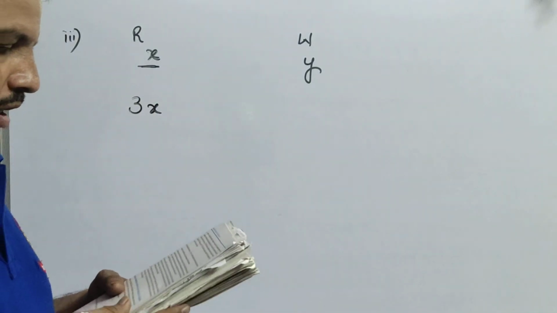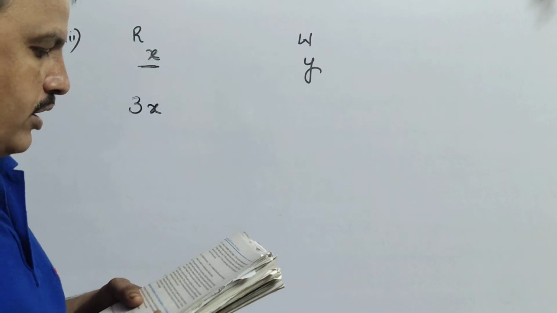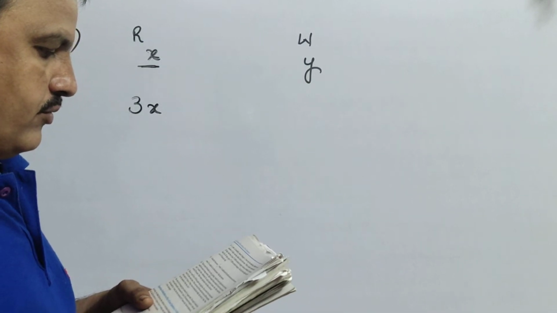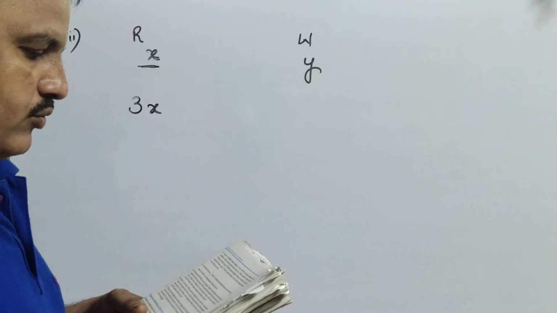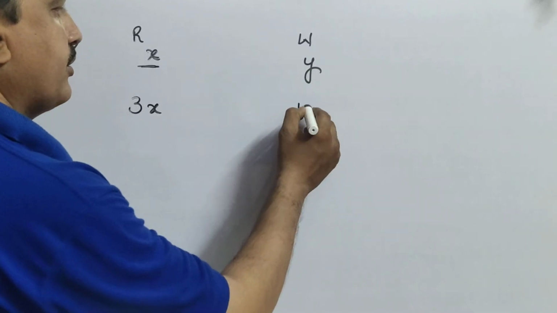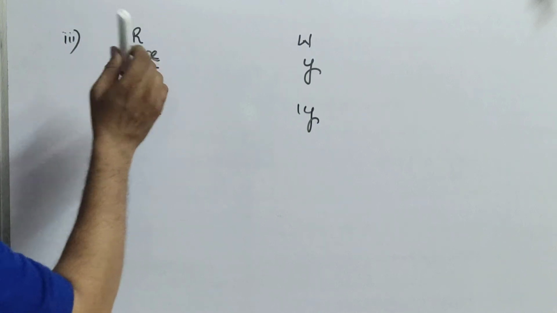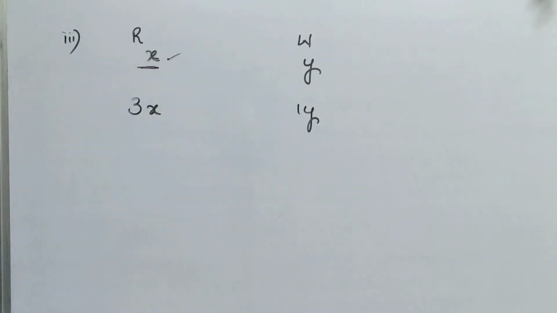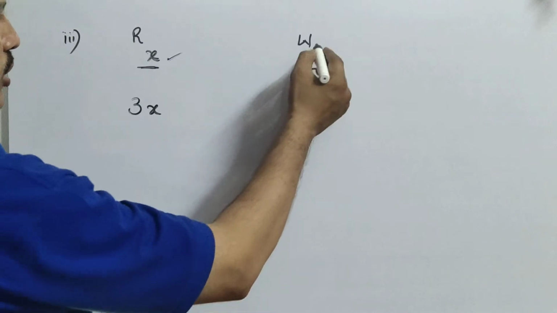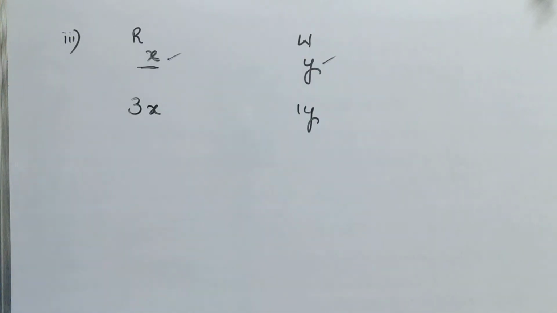Okay, and losing 1 mark for each wrong answer. 1 mark means 1 into y. Did you understand the question? Listen very carefully. For a right answer, they are giving x marks. For a wrong answer, they are taking y marks.